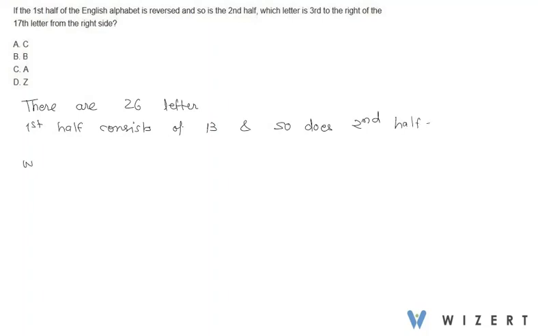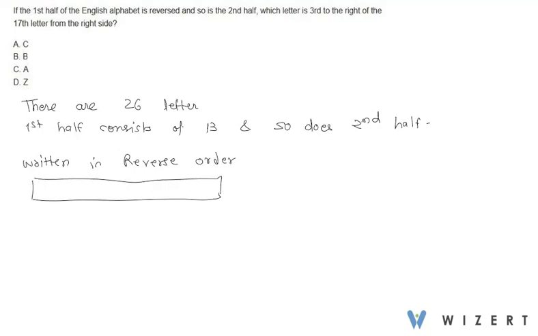So the first half is written in reverse order. There are 13 letters written here in reverse order. Instead of writing A over here, A is written over here, and its rank is 13th from the left side. Let's remove this. So there will be B over here, C here and so on. This will be 12th from left and 11th from left.